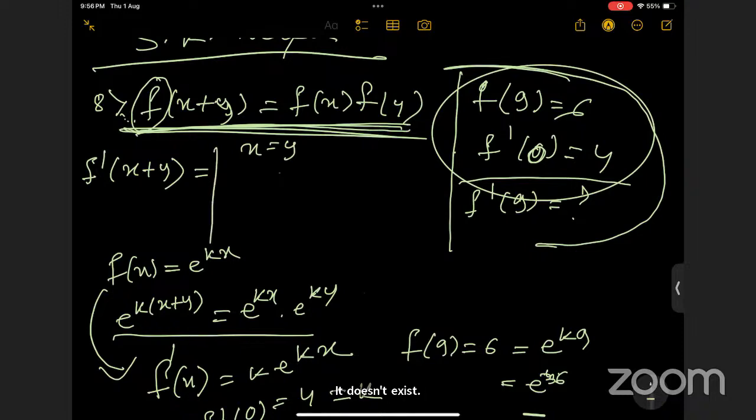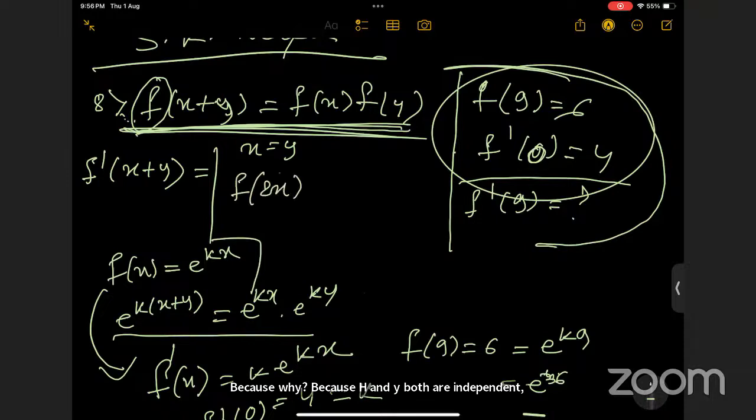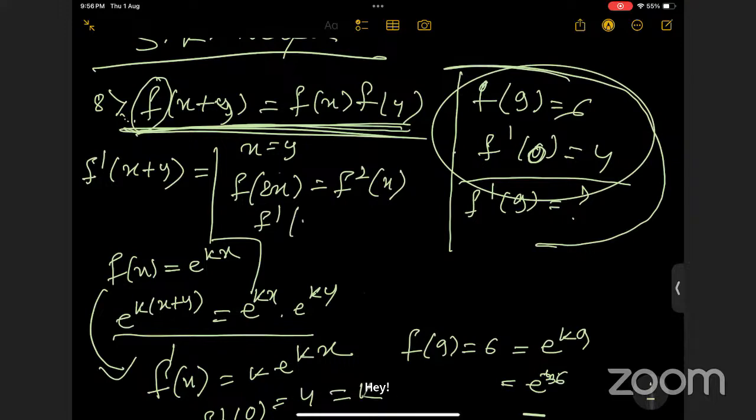Okay. Because you make one of them 0. Simply x equals y, because x and y both are independent variables. So it will become f of 2x equals x squared, right? We can do this. f of 2x into 2 equals 2f(x). Right?